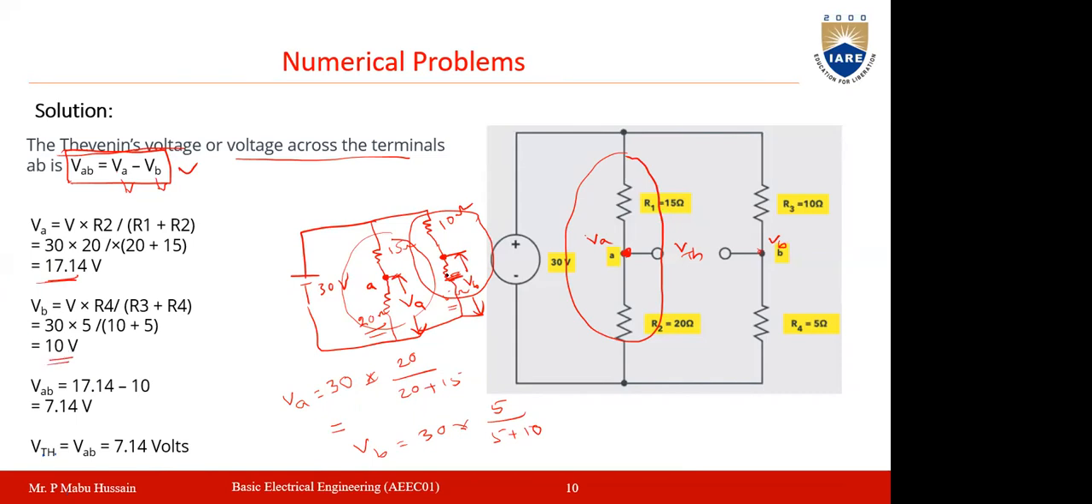Once you get VA and VB, VThevenin will be equal to VA minus VB. The voltage across the AB terminals is the same as VThevenin. The VA value is 17.14 and the VB value is 10, so VAB will be 7.14, which is the VThevenin value. So you got VThevenin as 7.14 volts. Here, instead of using KCL and KVL, I used the voltage division rule. You can use KVL or KCL also, and you will get the same value.